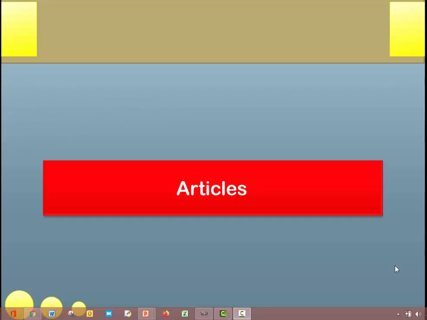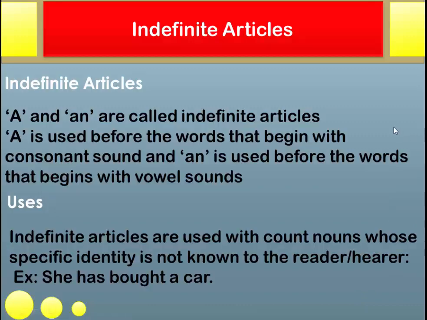Now we are going to learn about the articles. So articles are the words that are placed before the nouns to make them definite or indefinite. So there are two types of articles. One we call definite and the other indefinite. What is an indefinite article? A and an are called indefinite articles. A is used before a word that begins with a consonant sound, and an is used before a word that begins with a vowel sound.